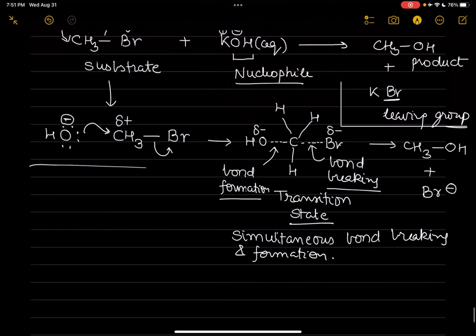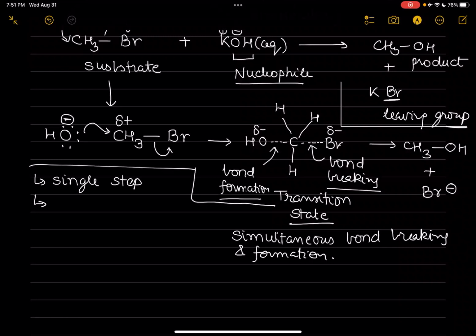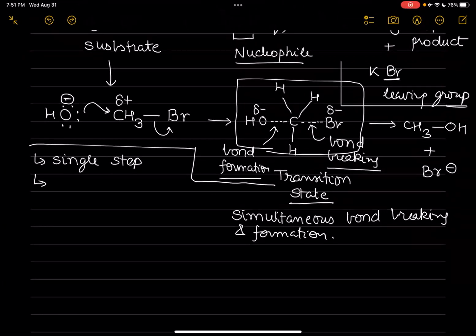So I will list down all the features of this SN2 reaction. Single step reaction, where the nucleophile molecule just hits and pushes out the leaving group. I have shown you this, but that doesn't mean that this is a two-step reaction, right? Clear? This is not a two-step. This is just a single step reaction. It happens in one step, but if you try to take a picture in the middle, it will look like this. That's why I have shown you this. So, single step reaction.